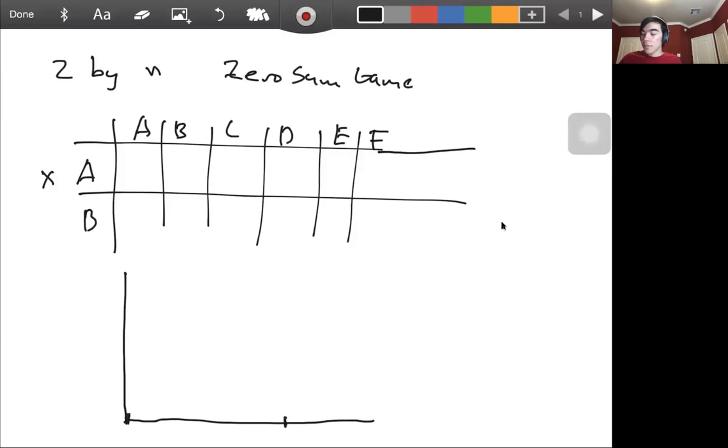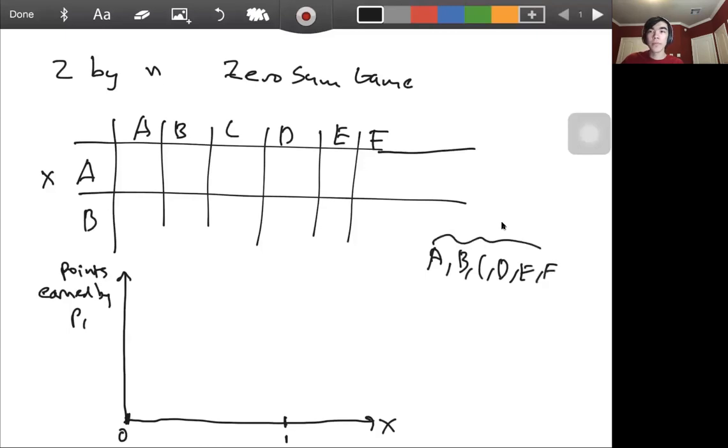Since X is a probability of choosing A, X can go from 0 to 1, and we're plotting X at the bottom. Then at the top, we're going to put points earned by player 1. There are multiple strategies that player 2 can give. Player 2 can get A, B, C, D, E, or F. These are all strategies that player 2 can do. So how are we going to determine which one is the equilibria? Well, we can actually graph each individual one.